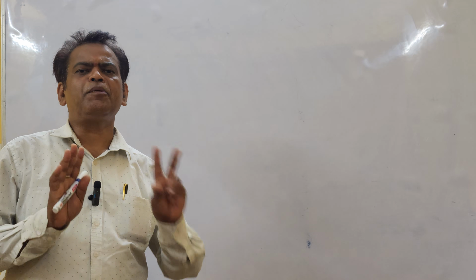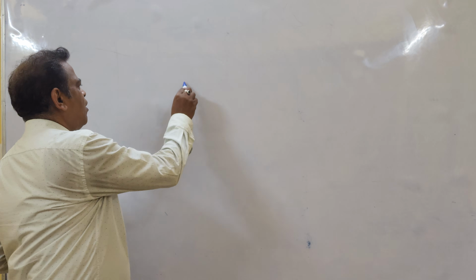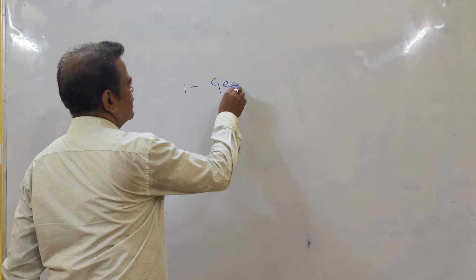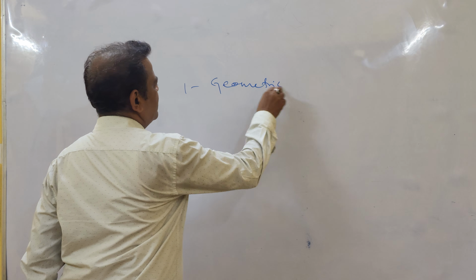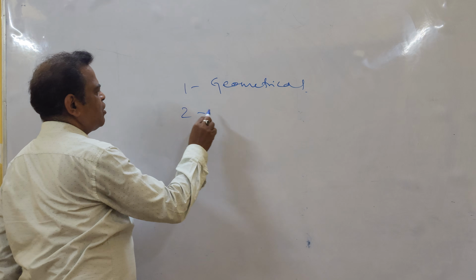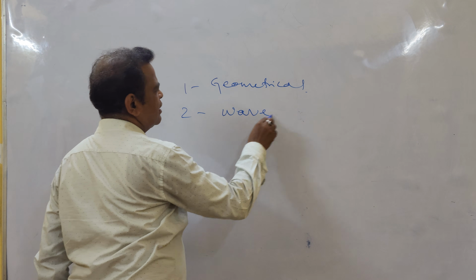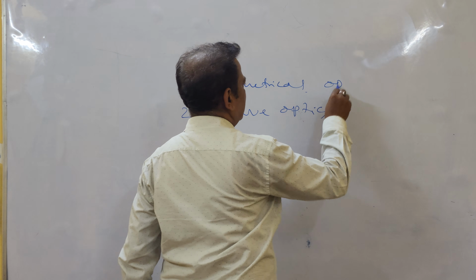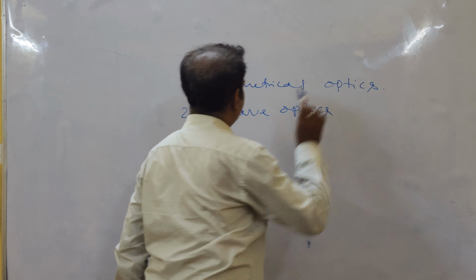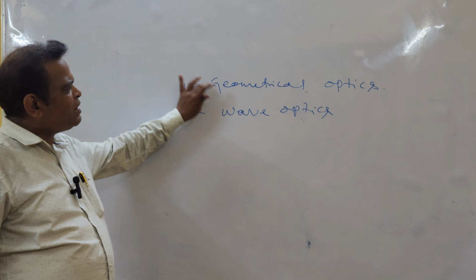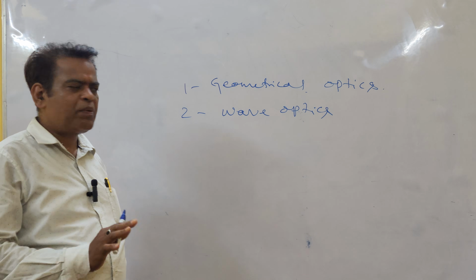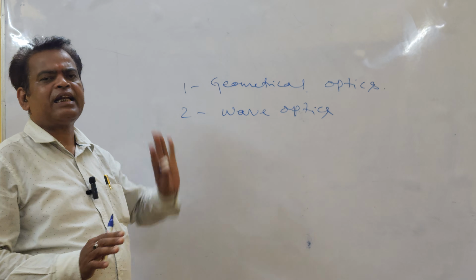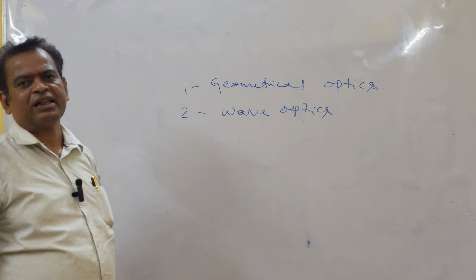Again, optics is of two types. One is geometrical optics, and another is wave optics. Geometrical optics means ray optics, and wave optics means physical optics.